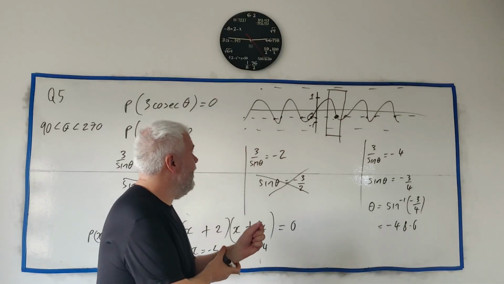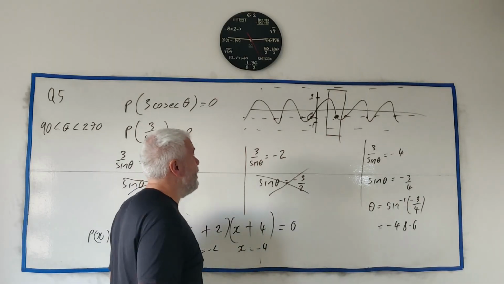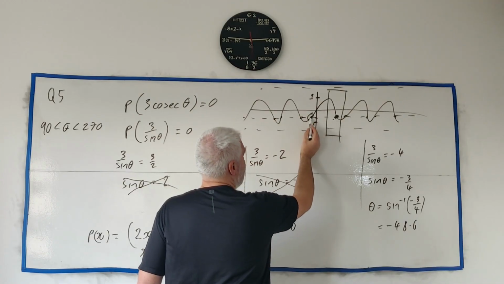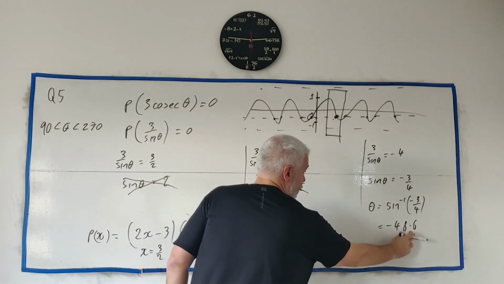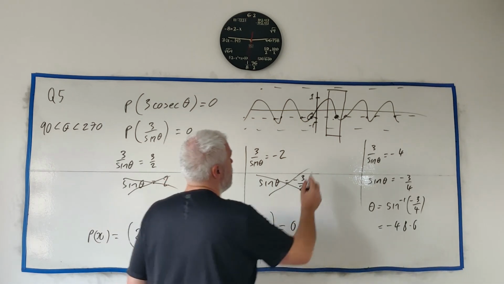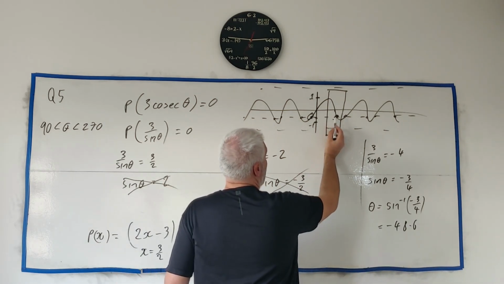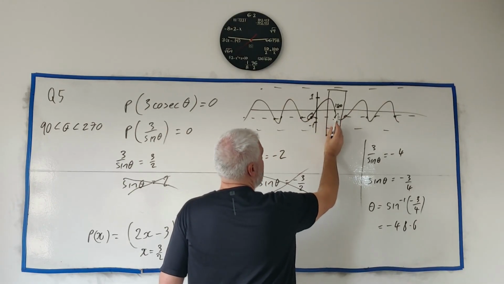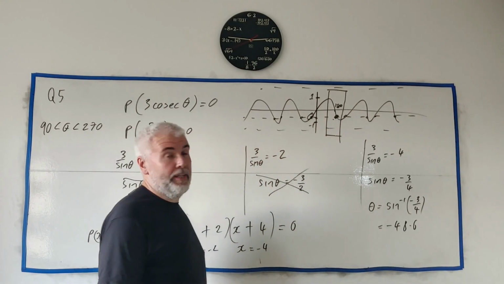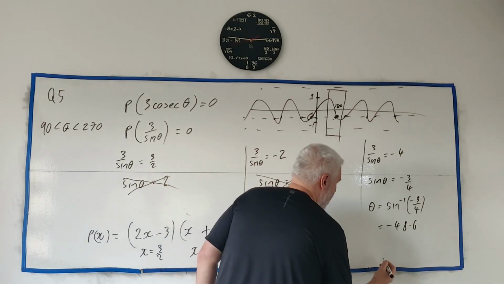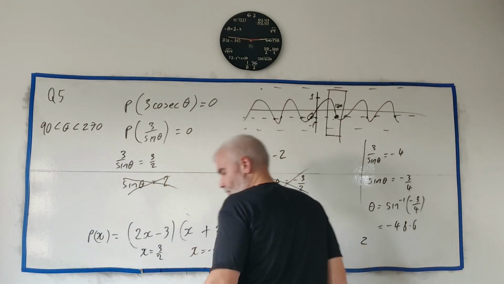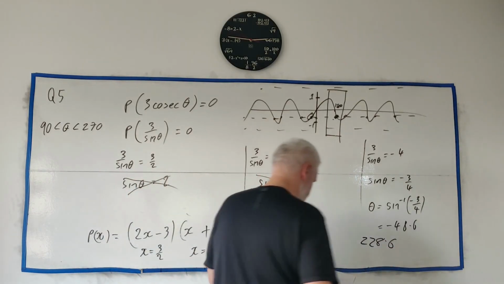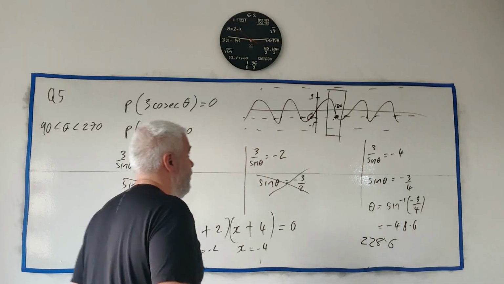How do you find it? You use your brain a bit. How far away from the 0 point is this one? This one here, it's 48.6. So that means this point here must be 48.6. This is 180. So 180 plus 48.6 is the answer you're looking for. So the answer is, I have it written down here, 228.6. That's the answer you're looking for.